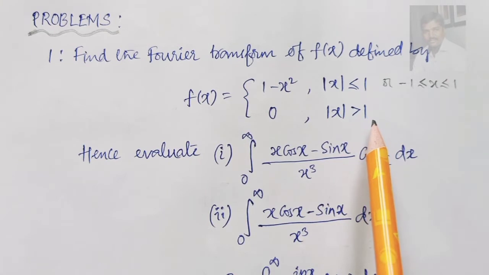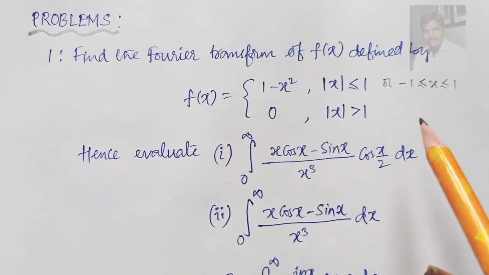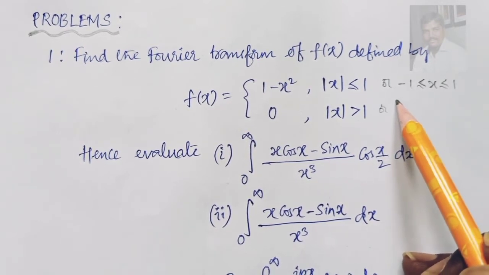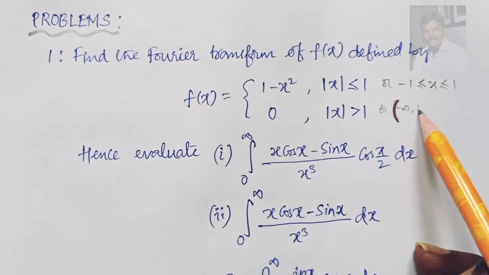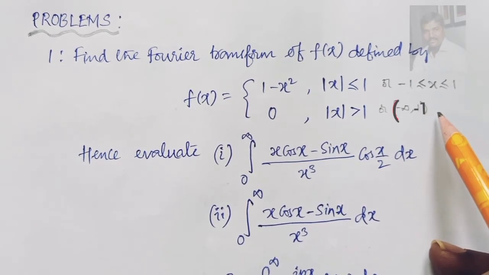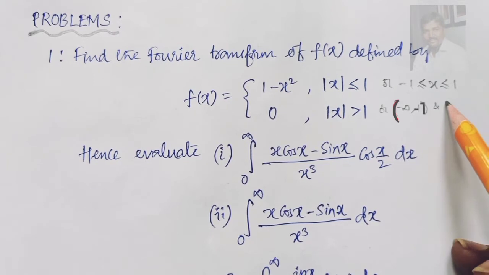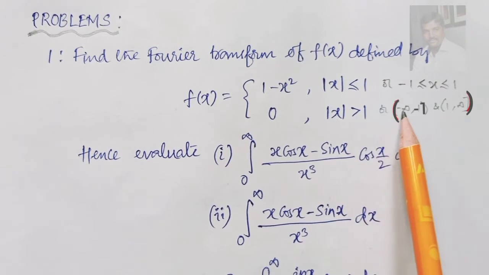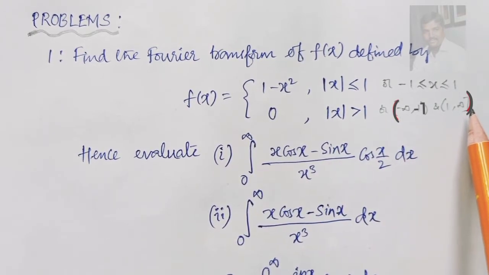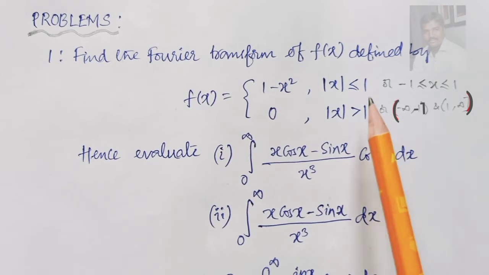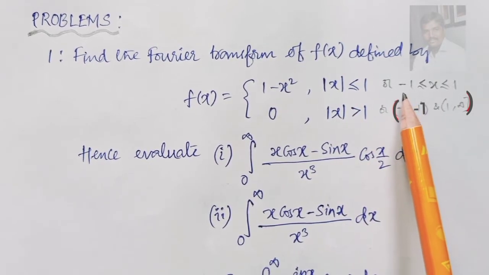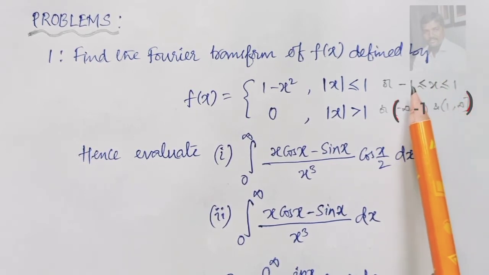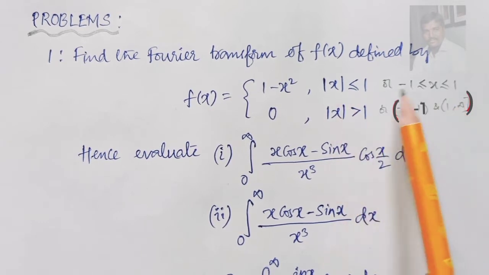Mod x greater than 1 means, apart from minus 1 to 1, the remaining intervals, like minus infinity to minus 1 and 1 to infinity. That is mod x greater than 1. So mod x less than or equal to 1 means minus 1 less than or equal to x less than or equal to 1, that is, for x values between minus 1 and 1.